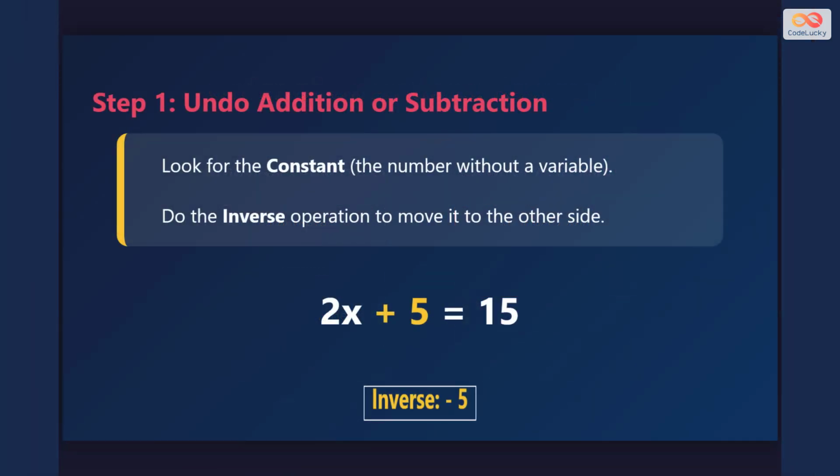Step 1 is to look for the constant, the number standing alone. You need to perform the inverse operation to move it. If you see plus 5, you subtract 5. If you see minus 5, you add 5.